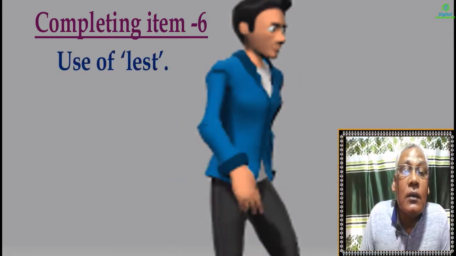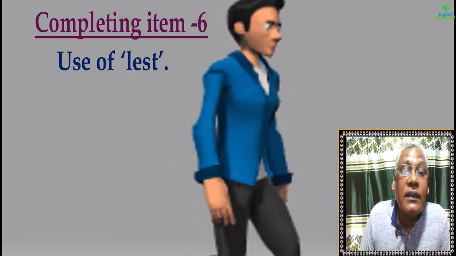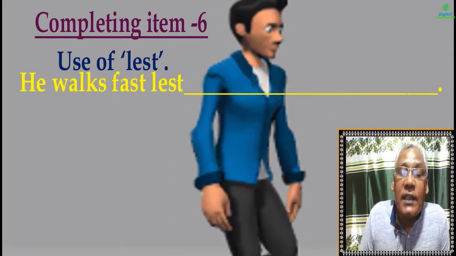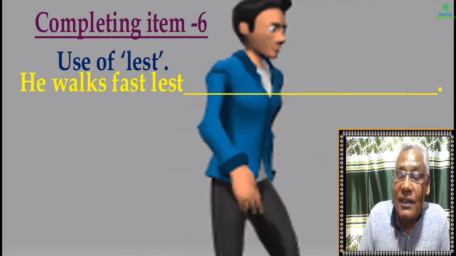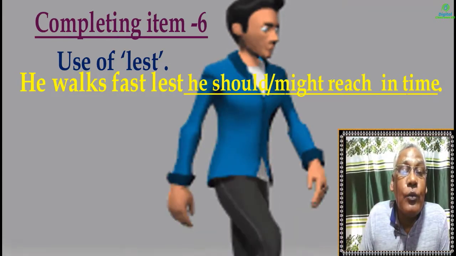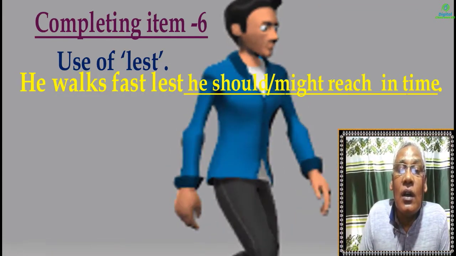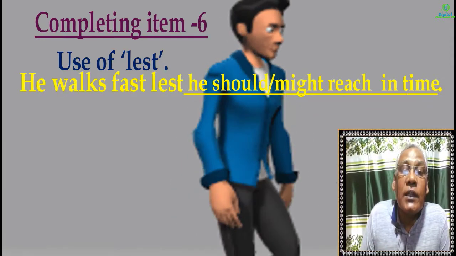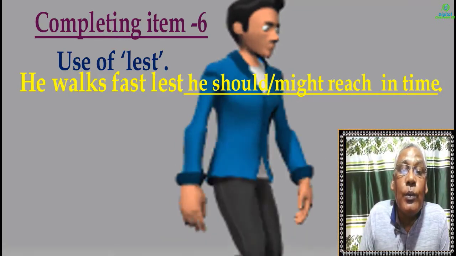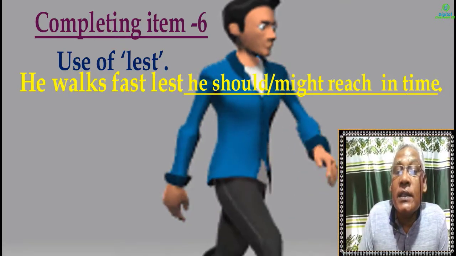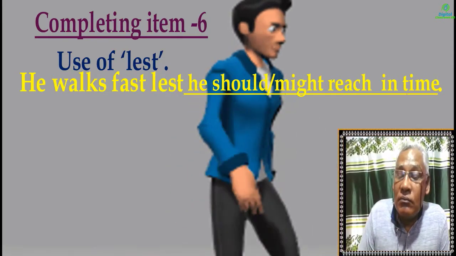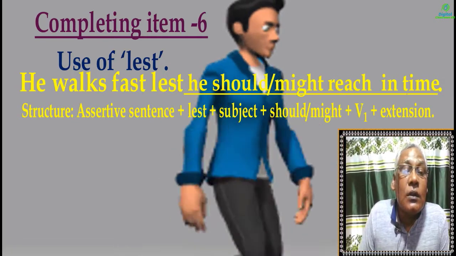Look at the picture. Use of lest. L-E-S-T. Lest. Okay. He works fast, lest... What would be the sentence? He should or might reach in time. He works fast lest he should or might reach in time. You can use either should or might here. Okay, if you use lest, after lest you must use either should or might. Subject plus should or might plus verb 1 plus extension. Okay, so this is the structure.